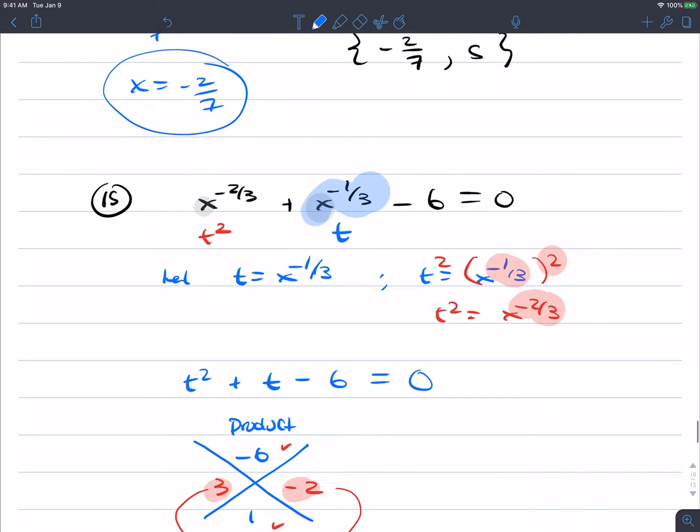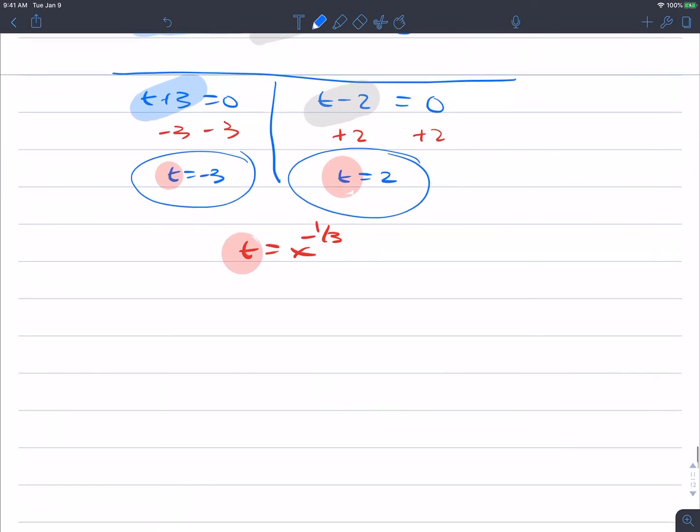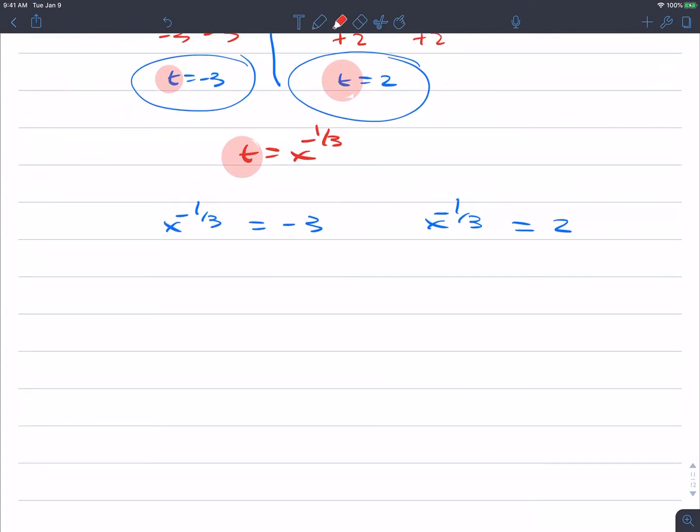But let's go back and remember again what t really is. t is really x to the minus 1/3 power. We're going to use that. So let's remember that this t is the same as this t and this t. So x to the negative 1/3 is negative 3, and x to the negative 1/3 is positive 2. And recall the definition of what x to the negative 1/3 is. This is going to be 1 over x to the positive 1/3, which is negative 3. And 1 over x to the positive 1/3 is also 2.